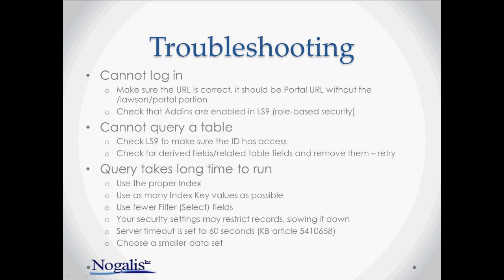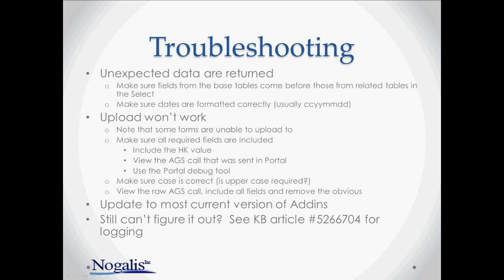If you have unexpected results, check the filter criteria and date format. Dates are often CCYYMMDD without slashes, or sometimes they're MM/DD/CCYY with slashes. If the upload doesn't work, check for HK, or hidden key value. Use Control-Alt-A to compare the query string in Portal with your Add-Ins query string. There are some KB articles here if you still can't figure it out.